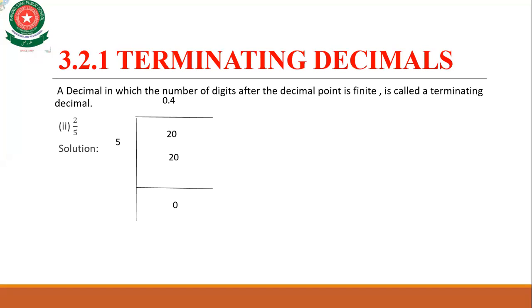We have to divide 2 by 5. And we know that we cannot simply divide 2 by 5. So we have to place a 0 to make the 2 into 20. Then we multiply 5 by 4 to get 20. So 20 minus 20 is equal to 0. Okay. So this is an example of terminating decimals.